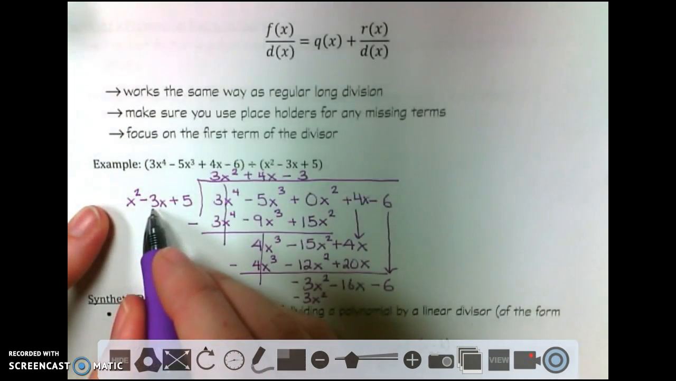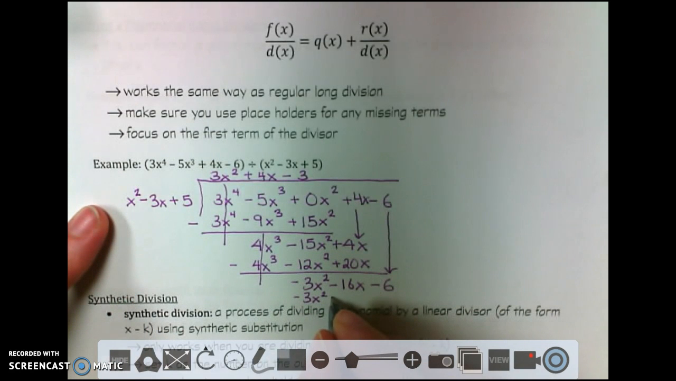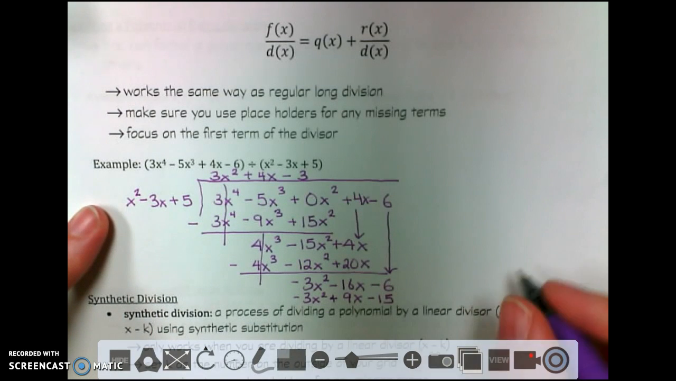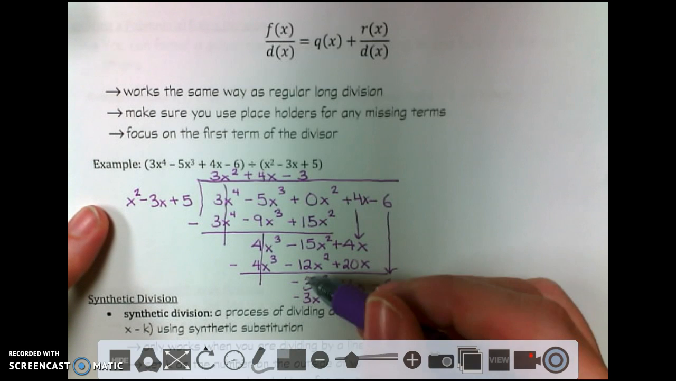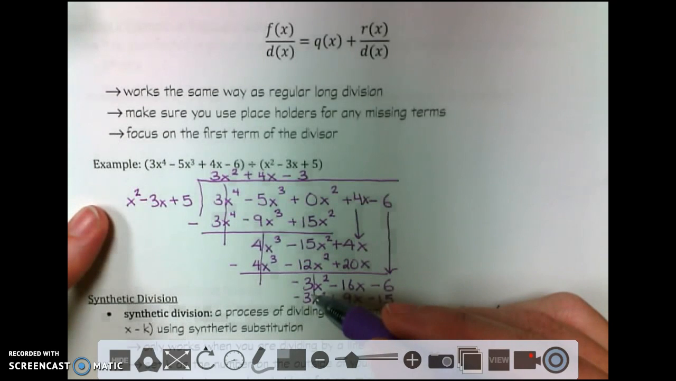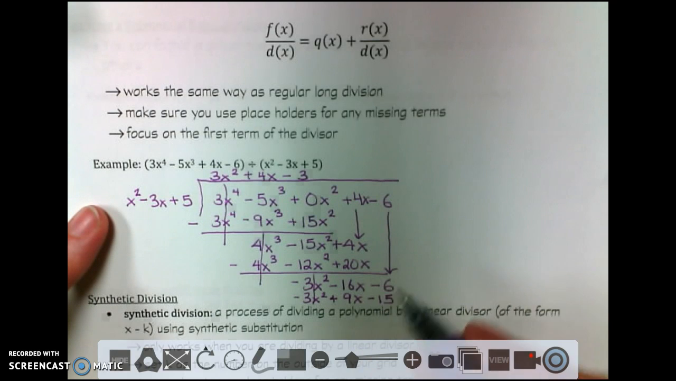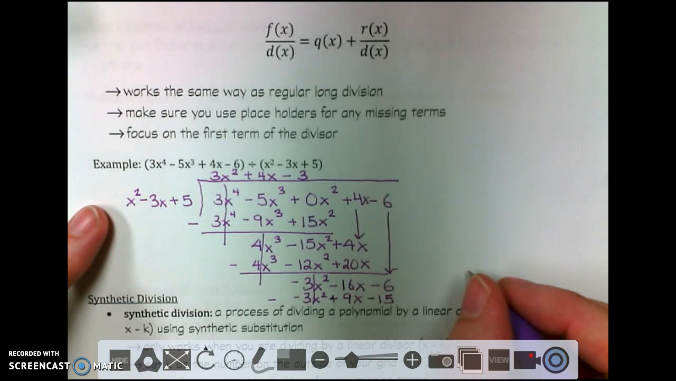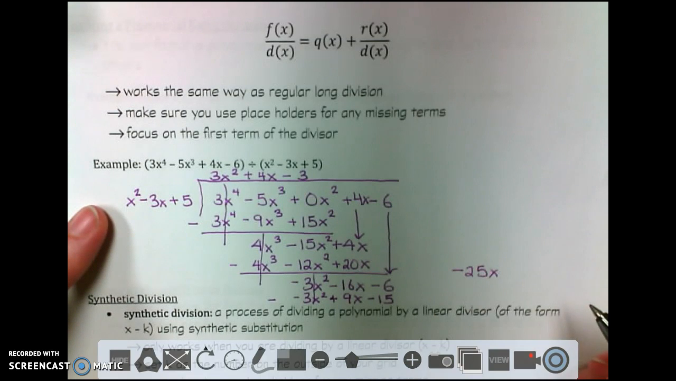Negative 3 times negative 3x is a positive 9x, and negative 3 times 5 is a negative 15. And I'm going to write this over here because I've run out of space. The 3x squared and 3x squared will cancel. Negative 16x plus 9x... that is negative 25x. Negative 6 minus negative 15 is negative 6 plus a positive 15, and that gives me plus 9.